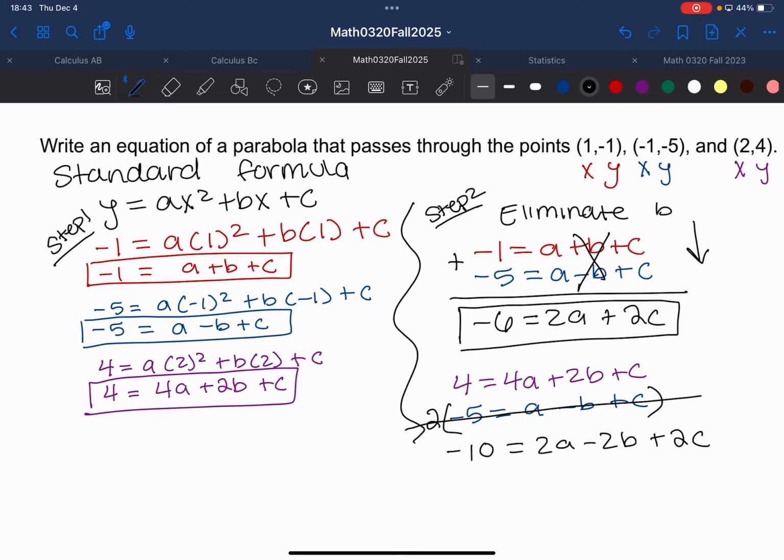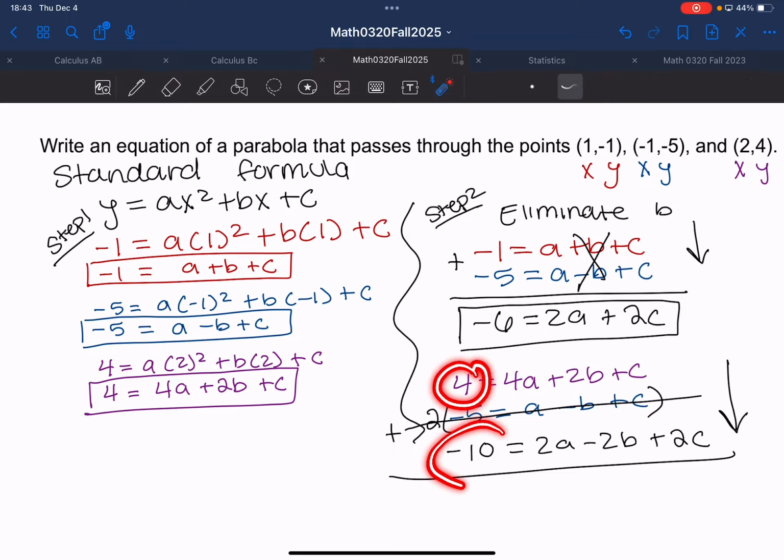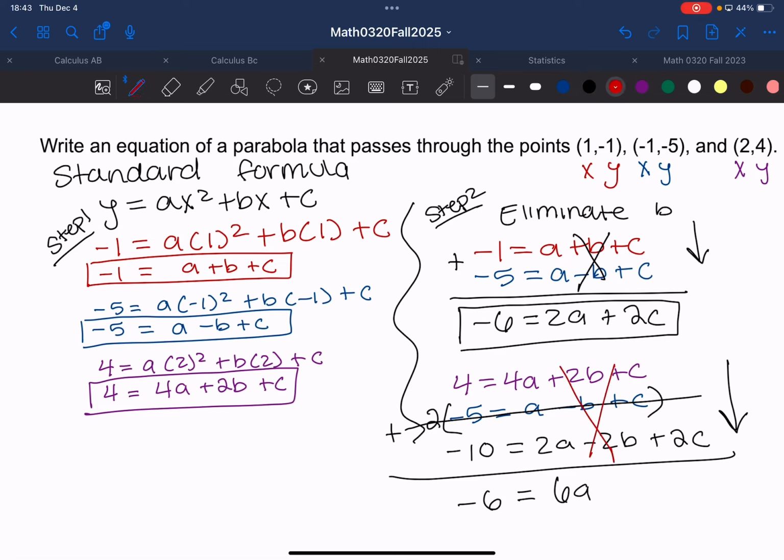I am now going to add the purple equation to the new blue equation. And I'm going to add down. So I have 4 plus -10, which is, so I'm looking at this one, 4 and -10, -6, thank you, is equal to, and then I have 4A plus 2A, 6A. The B's cancel exactly how I wanted them to. And then I have C plus 2C, plus 3C. Okay, that is my 5th equation.